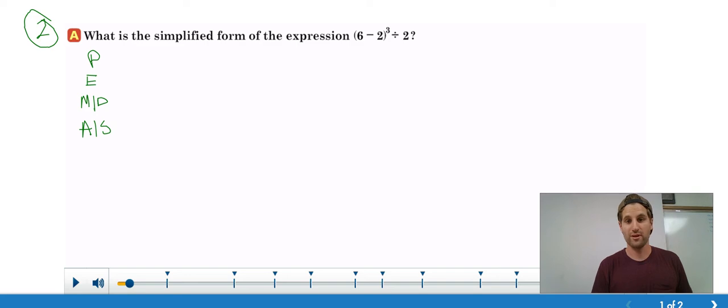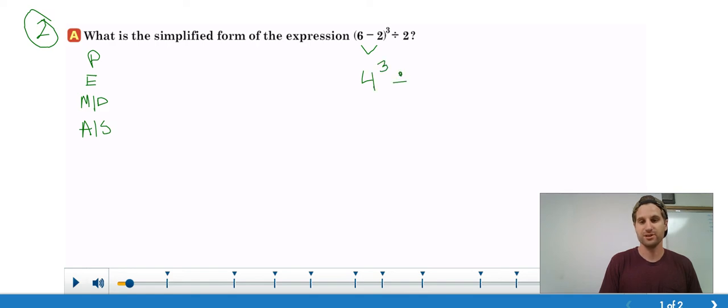So first order is parentheses. Are there any? And I do see parentheses, so I'm going to evaluate this portion first. I always like to show little arrows of what I'm doing. You don't have to. 6 minus 2 is going to be 4. The third power is up there, and the division sign is still there.